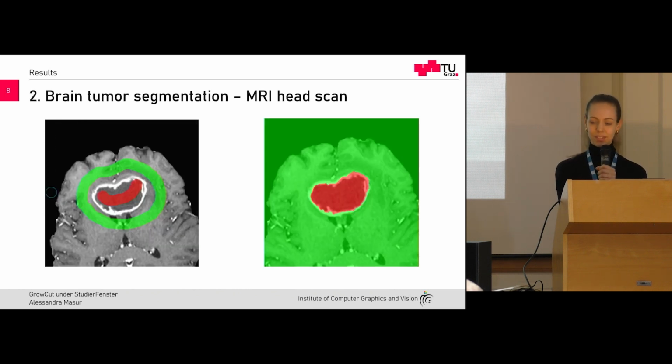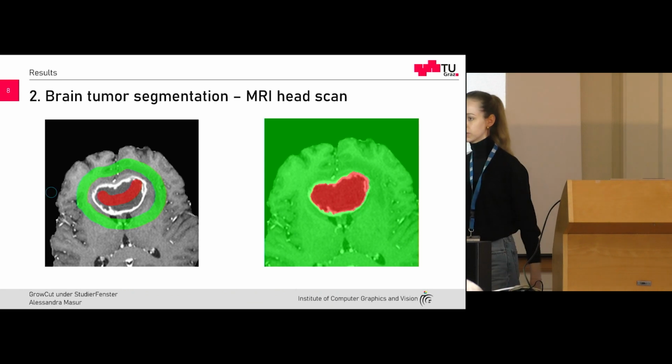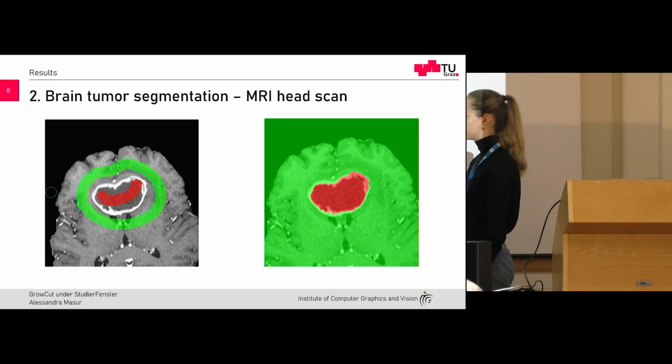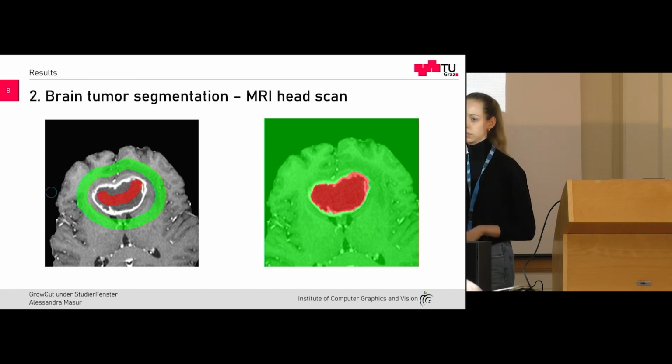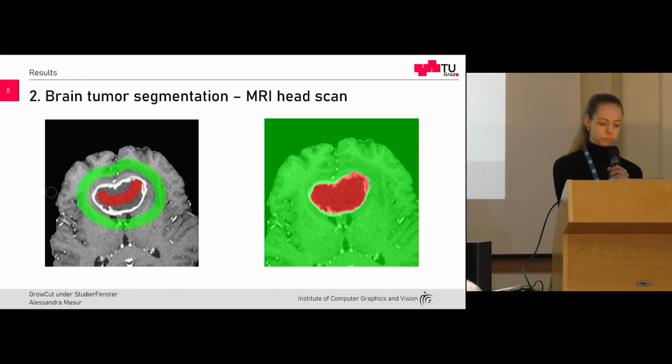Then the next result is another brain tumor segmentation. Again, an MRI head scan, but this time a different image. Again, the input on the left side and the output on the right side. And here you see that the algorithm couldn't really decide if it wanted to include the white part or not. It was included on the right-hand side, but not on the left side, probably because parts of it were selected here in the input.